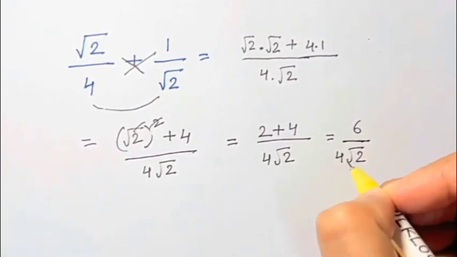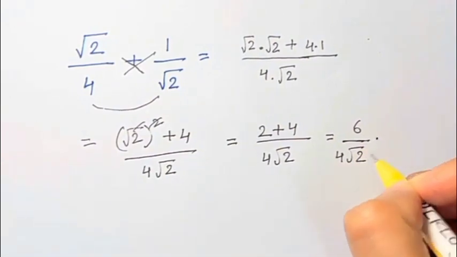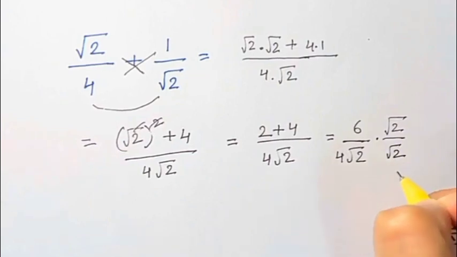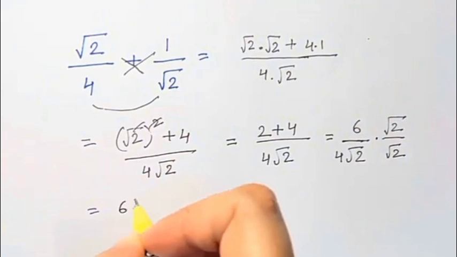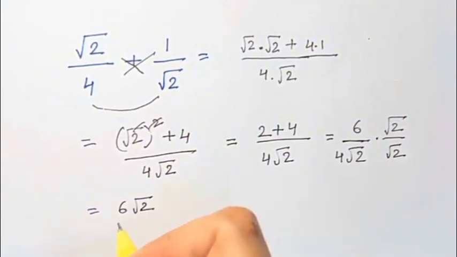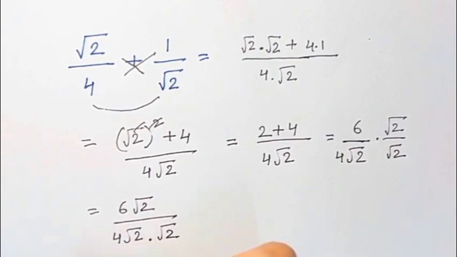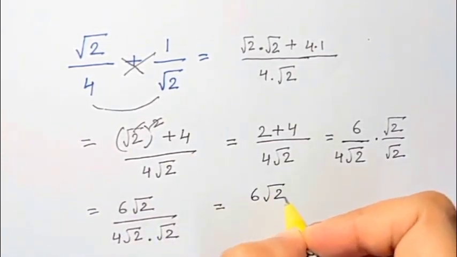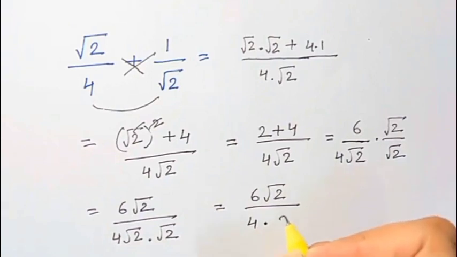Now we have a root in the denominator. So what I'm going to do is rationalize the denominator, multiply top and bottom by root 2. Now what do we get? We have 6 root 2 over 4 root 2 times root 2. So here we have 6 root 2 over, root 2 times root 2, that's root 2 the whole square, so it becomes 4 times 2.